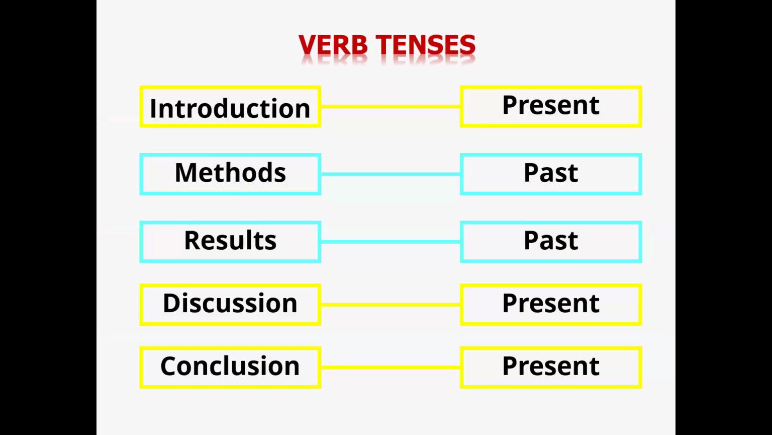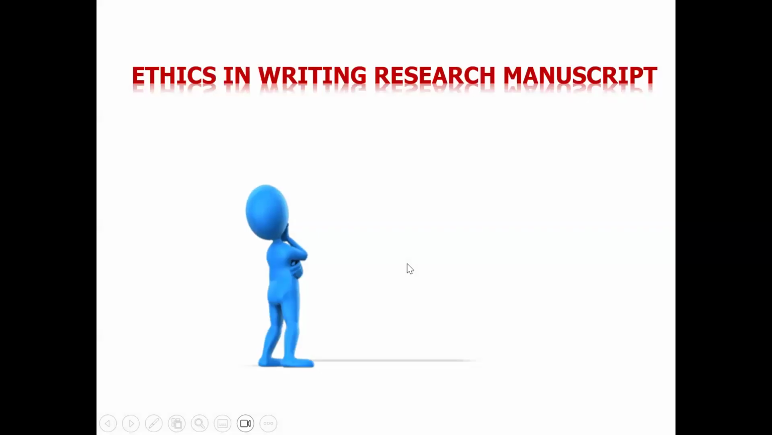And the introduction should be written in the present tense. The methodology and the result should be written in the past tense, and the discussion should be written in the present tense. Also, the conclusion is written in the present tense. So we have the introduction, the discussion and conclusion should be written in the present tense, and the methodology and result in the past tense.